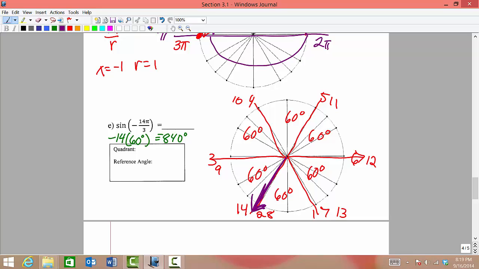So we go 14 of those. Remember, that's the same thing as saying 14 pi over 3's. So all of these are pi over 3 segments. So this would be 1 pi over 3, 2 pi over 3, 3 pi over 3, 4 pi over 3, 5 pi over 3, 6 pi over 3, and so on. So we're right here in quadrant 3, and the reference angle, of course, is pi over 3. We could tell that just by looking, or 60 degrees. So what is the sine of 60 degrees? Well, that would be square root of 3 divided by 2, and sine is negative in quadrant 3. So sine of negative 14 pi divided by 3 will be negative square root of 3 divided by 2.